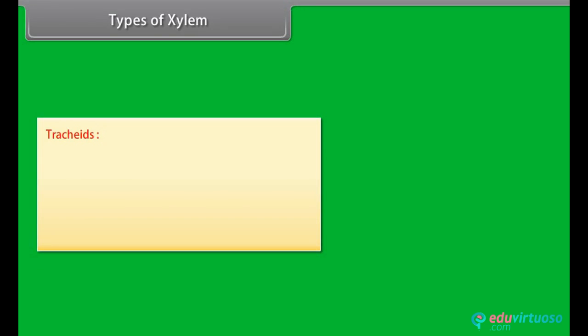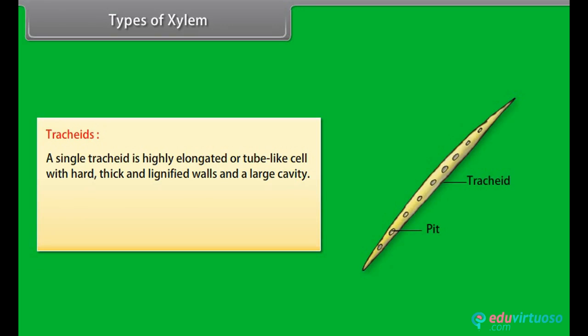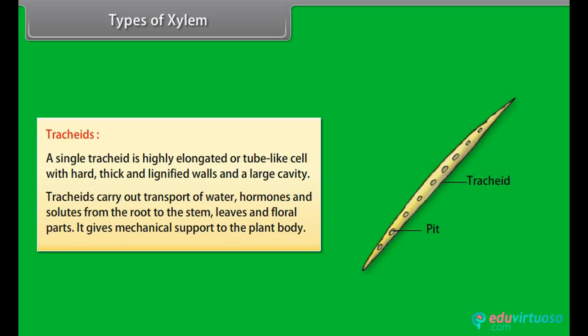Tracheids. A single tracheid is a highly elongated or tube-like cell with hard, thick and lignified walls and a large cavity. Tracheids carry out transport of water, hormones and solutes from the root to the stem, leaves and floral parts. It gives mechanical support to the plant body.